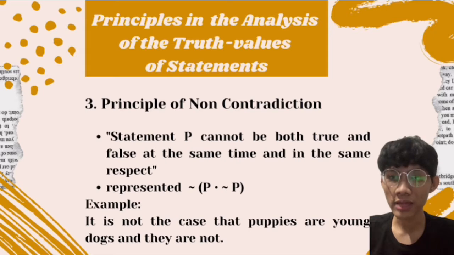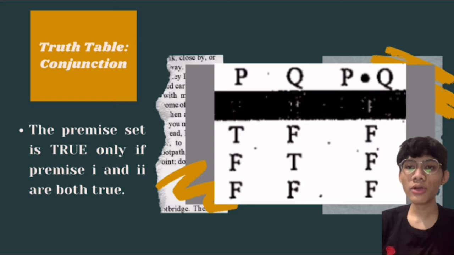The denial of a self-contradictory statement of the form ¬(P ∧ ¬P) is always true, hence it is a tautology. Let's now go to the truth tables of each logical constant.